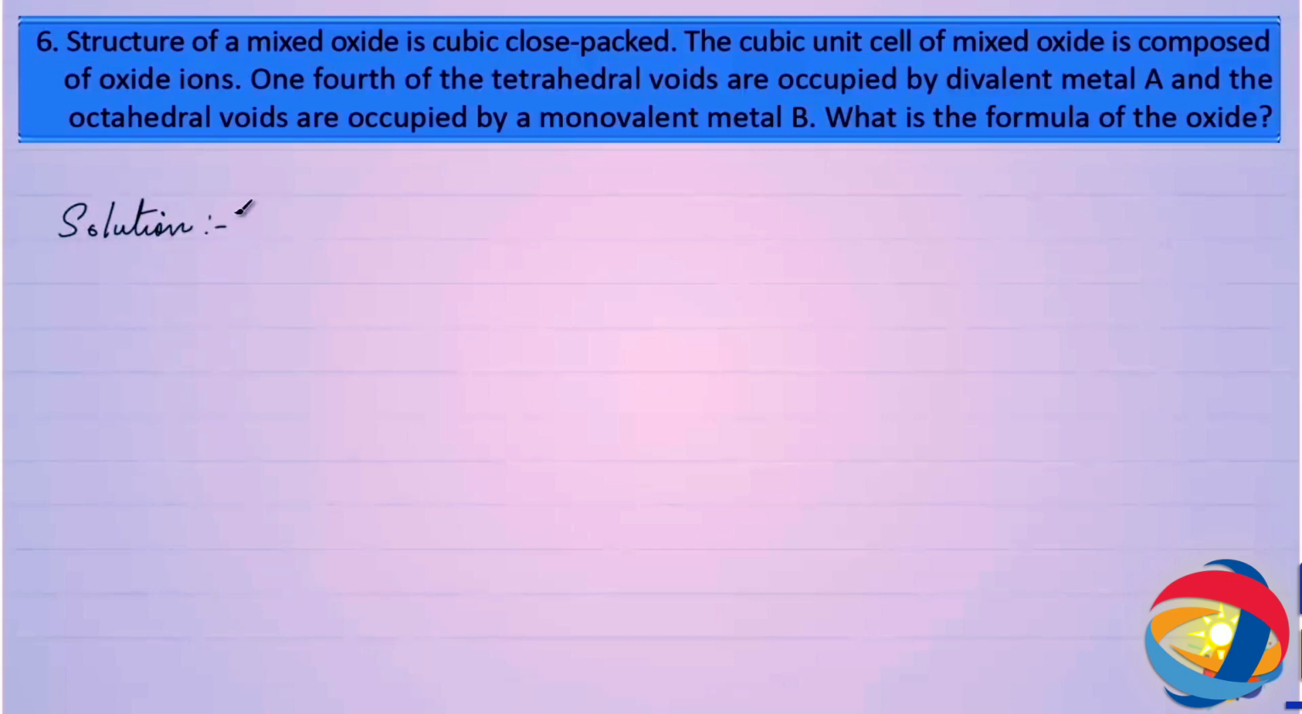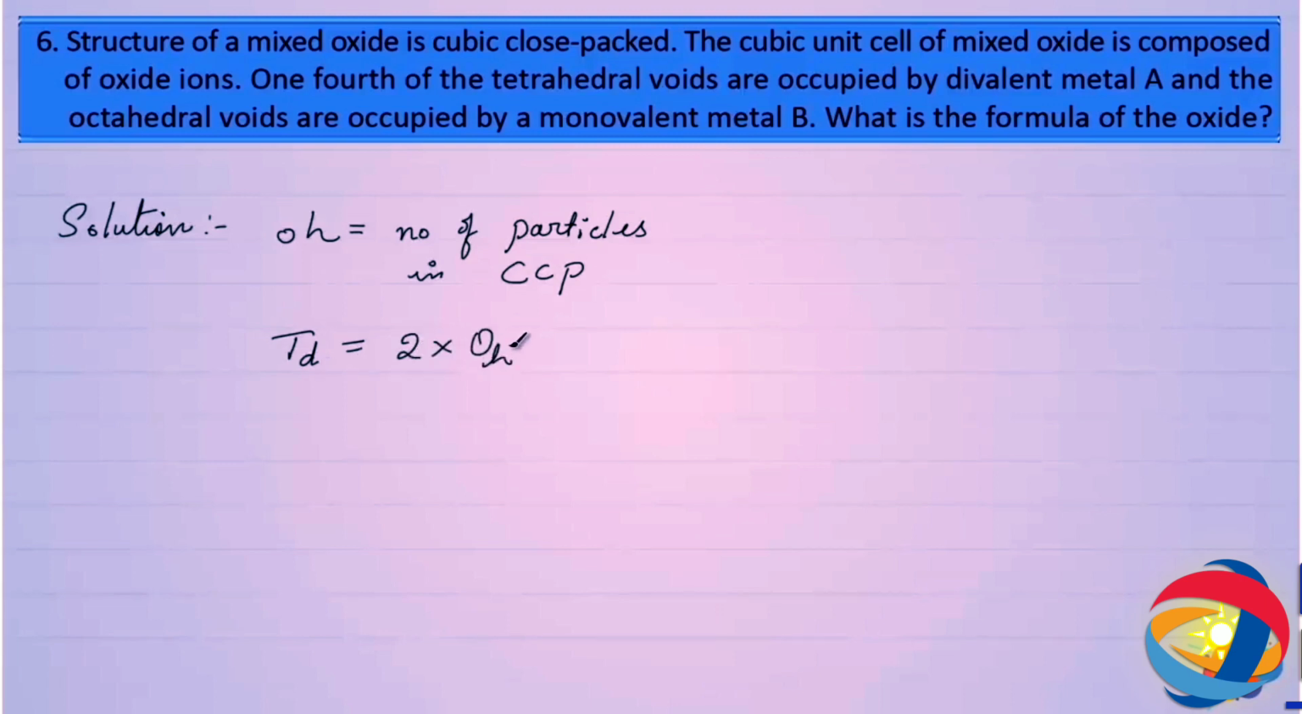Monovalent metal ion is the metal ion with one vacant position than its original electronic configuration. Same way, divalent metal ion is the metal ion with two vacant positions than its original electronic configuration. The number of octahedral voids is equal to the number of particles present in cubic close-packed unit cell. And the number of tetrahedral voids is equal to 2 into number of octahedral voids.